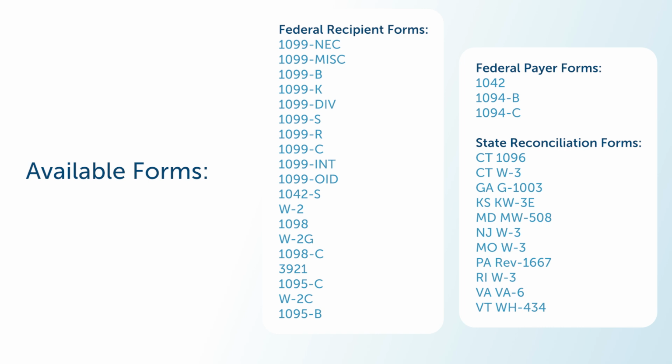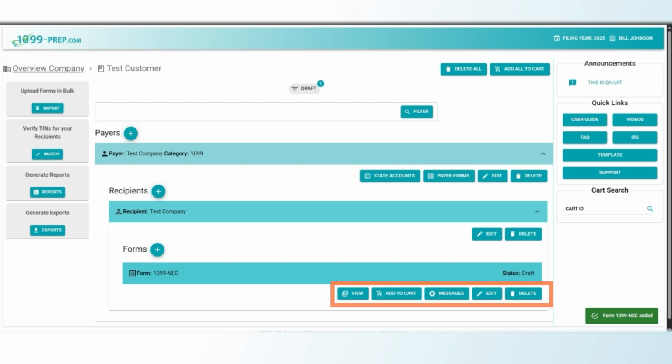The first is payer federal forms such as 1094B, 1094C, and 1042. State reconciliation forms are the other type of payer form. Here is a list of state reconciliation forms supported by 1099 PREP. There are also actions at the form level.